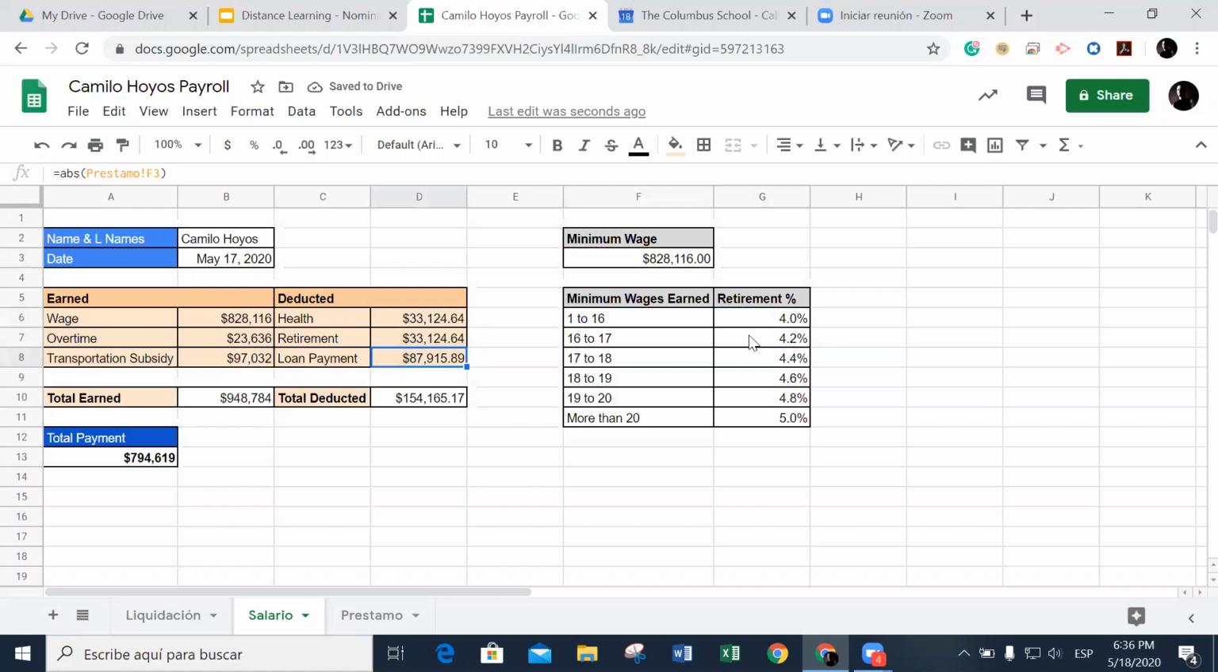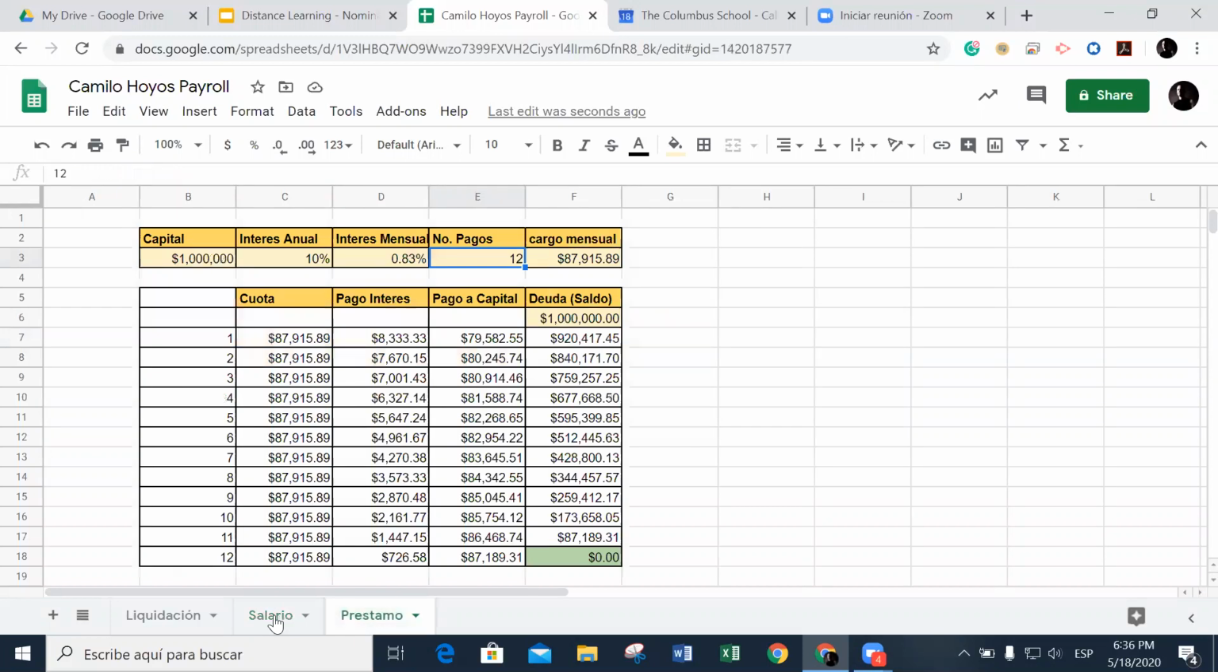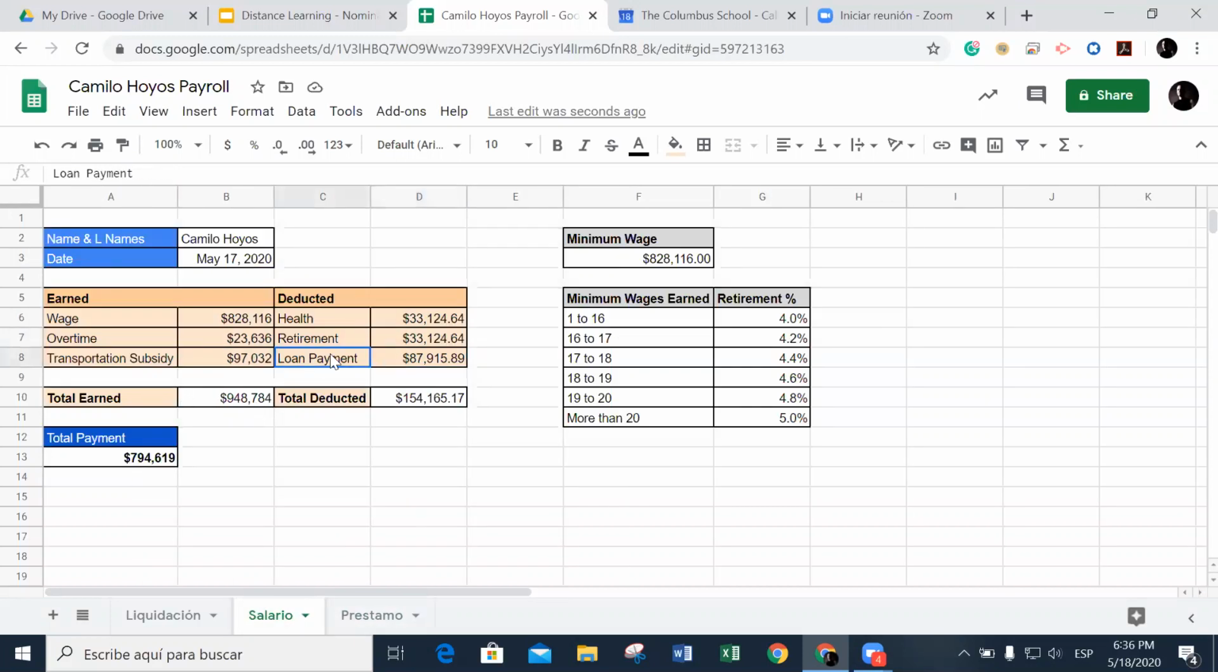So that is 33,124 pesos and 64 cents. Now the loan payment, let's see what the loan payment is. Wait, before the loan payment, because the loan payment is the next tab, let's just go right here. Let's just keep it in mind, right there in the back of your head, so we can go back to it.